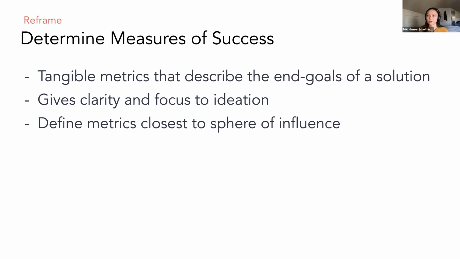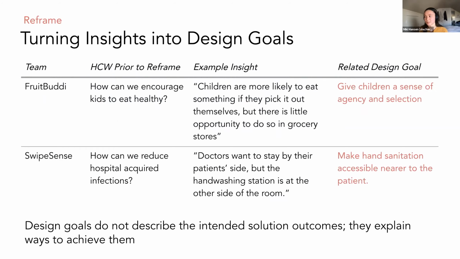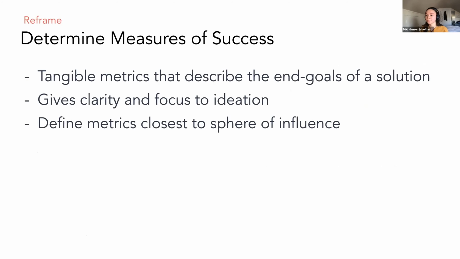So for example, for the Swipe Sense team on the previous slide, where they're trying to reduce hospital-acquired infections, it might not make sense for them to have a goal of reducing all infections by 50%, because that's not something that they can completely control. But something that you could measure is the frequency of hand sanitation, because that is a number that you're more likely to be able to track, especially given their design goals.